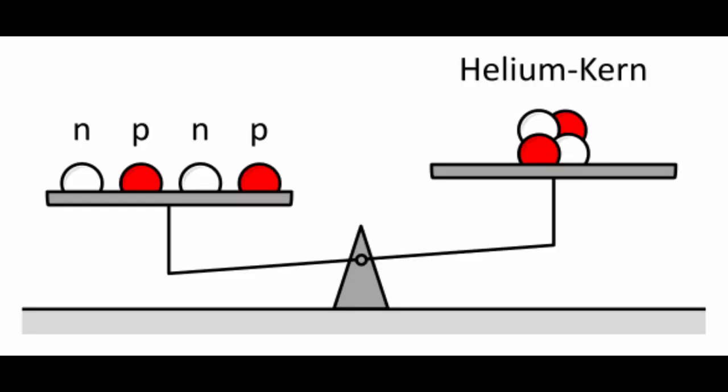Each nucleon has a certain mass. If you add the masses of all the nucleons in an atom together, however, interestingly, it will be slightly greater than the mass of the entire nucleus. This difference is called the mass defect.